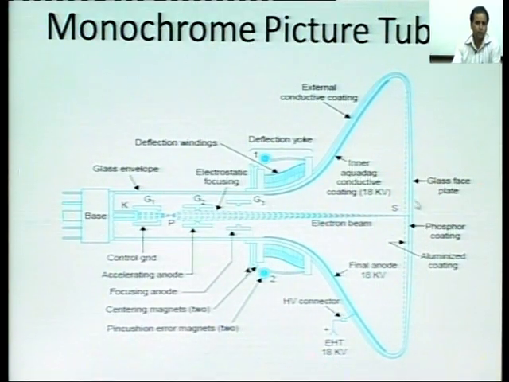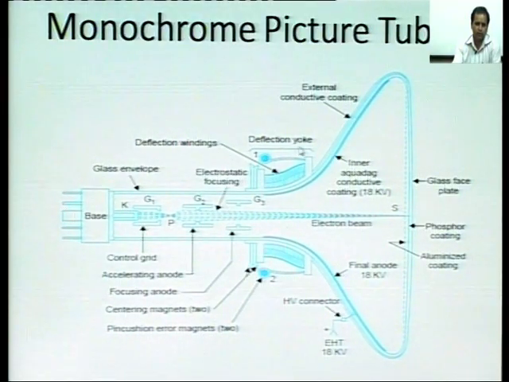Depending upon the resolution for which a particular screen has been designed, the beam size will be decided, and depending upon the beam size, focusing will take place. Then we have the glass plate. The purpose of the glass plate is that it keeps the whole picture tube intact, and we see the picture through the glass. External conductive coating: this is required for the degaussing circuit.